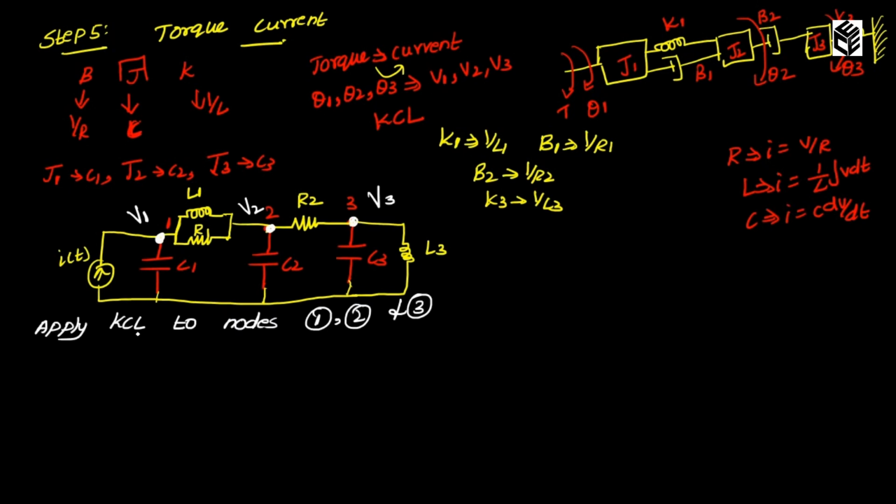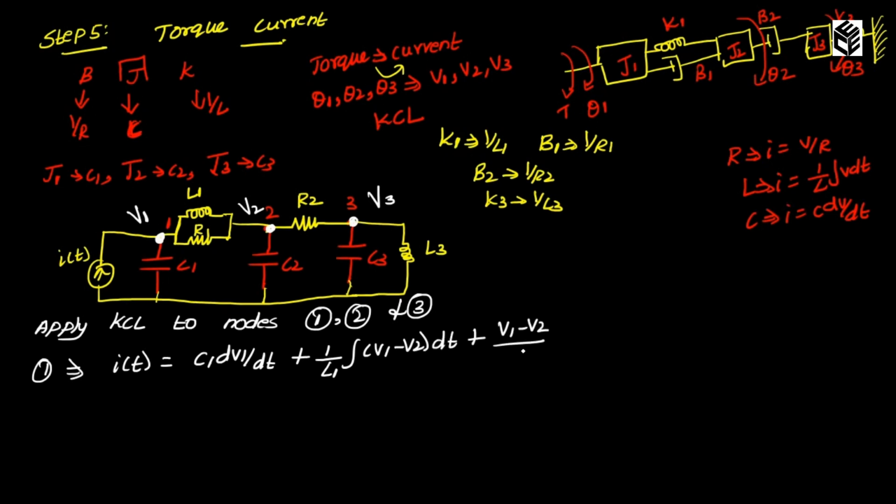I am going to apply Kirchhoff's current law to the nodes 1, 2 and 3. So to the node 1 if I apply KCL, what is my answer? I of t is equal to C1 into dV1 by dt plus 1 by L1 into integral of (V1 minus V2) into dt plus (V1 minus V2) divided by R1. So this is my 10th equation.